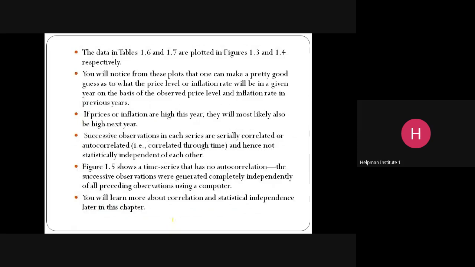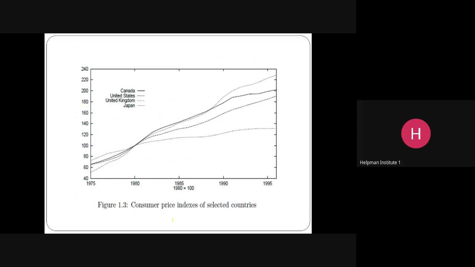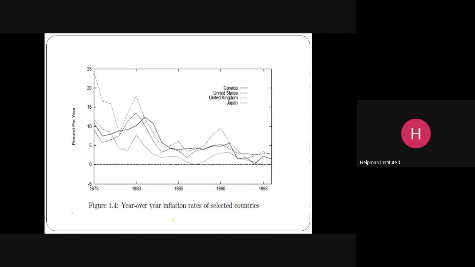The graph is actually descriptive. It gives us a description of what happened in those countries for those periods of years. You will notice from these plots that one can make a pretty good guess as to what the price level or inflation rate would be in a given year on the basis of the observed price level and inflation rate in previous years. Okay, let's look at the inflation rate for the countries.